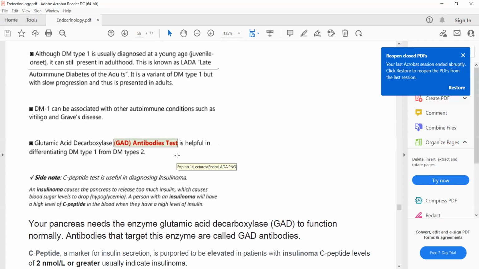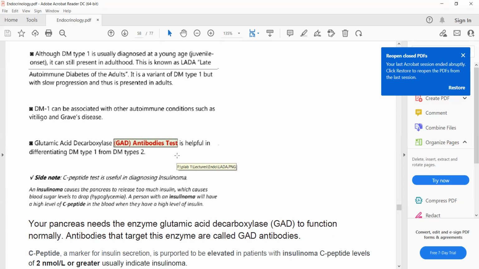So a person with diabetes, let's suppose his age is 20. A person presents to you with features of diabetes and his age is 20. Now we are going to decide whether it is LADA or MODY. If GAD test is positive, then it means it is an autoimmune disease. So autoimmune is type 1. So we'll say it's LADA. And if GAD test is negative, then it means it's not autoimmune. So it will favor more type 2 diabetes mellitus. So we'll say it's MODY.